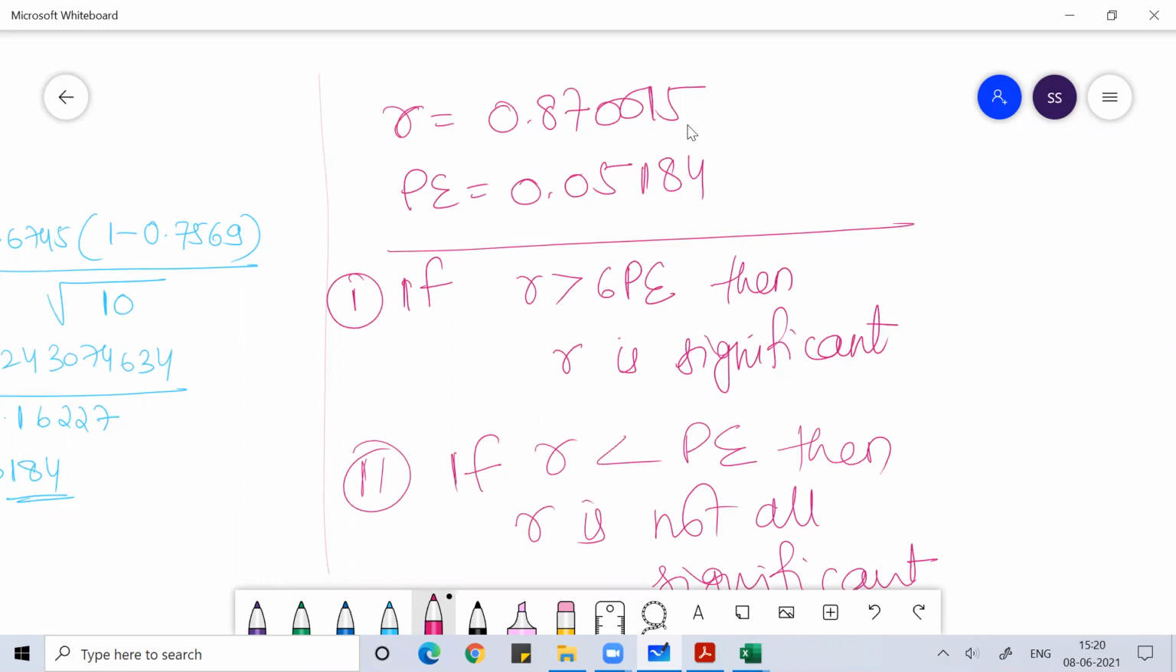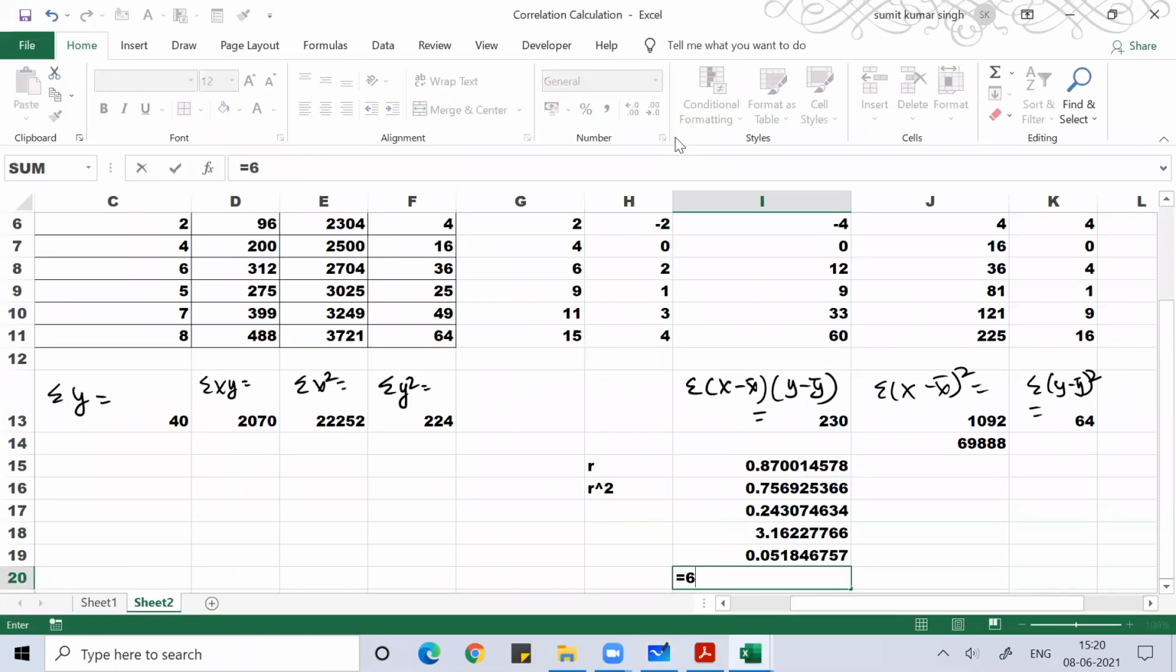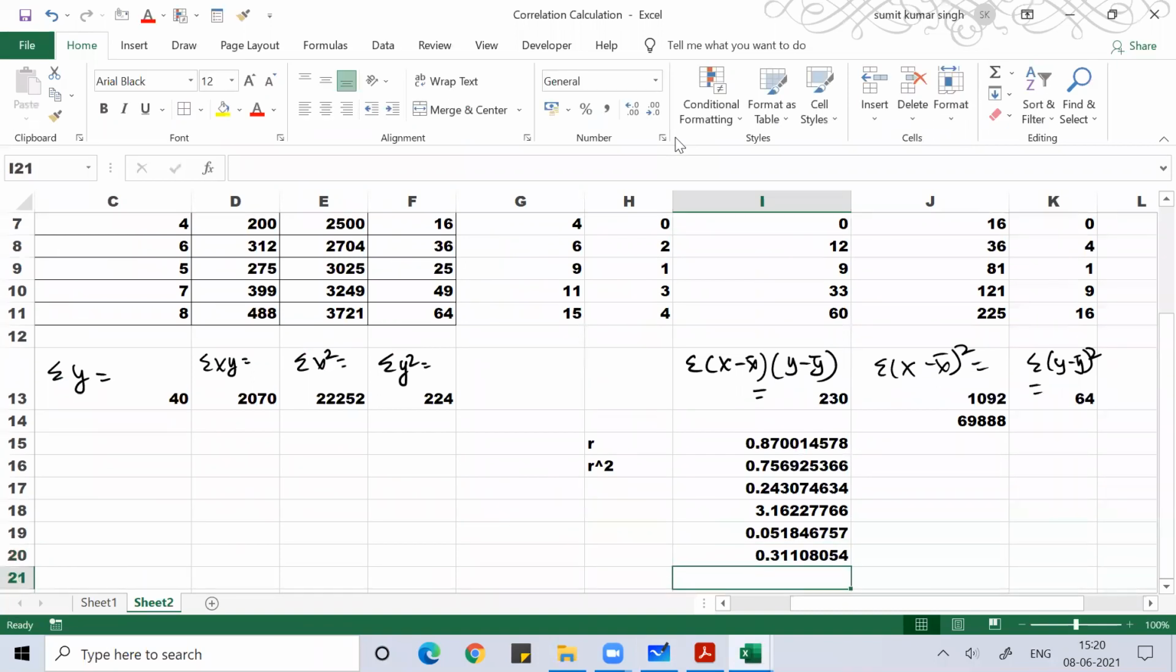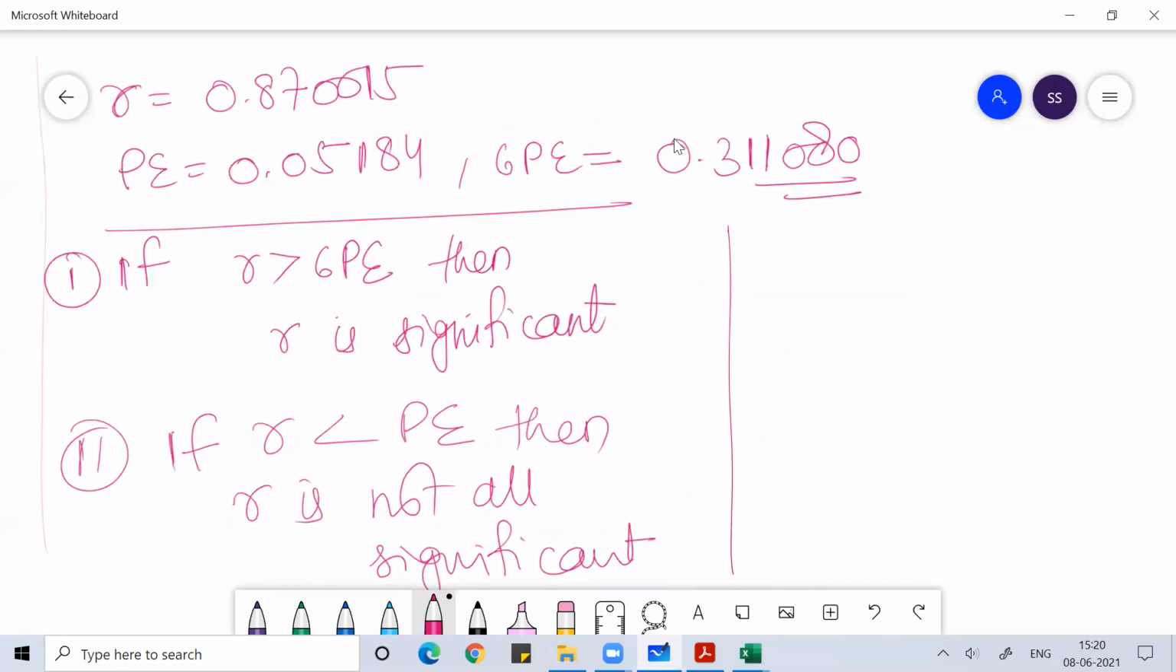Now two things can happen. R is more than probable error, so either R is significant, or you cannot find any relation. For that I need to find 6 times the probable error, guys. So 6 times the probable error I'll find. That is 0.311080. So your 6 times probable error is 0.311080, and you can see that your R is greater than 6 times probable error, no? Because 6 times probable error is 0.311080 and R is 0.870015. So since R is greater than 6 times probable error, R is significant.